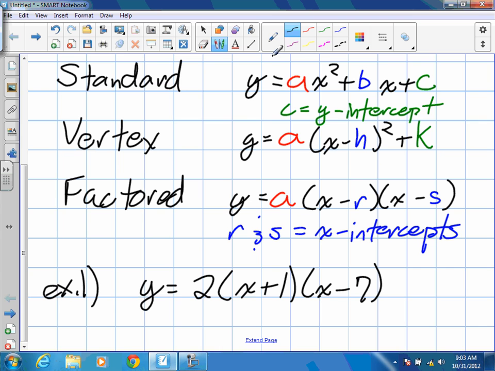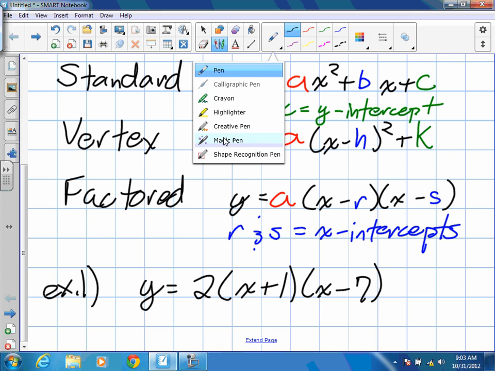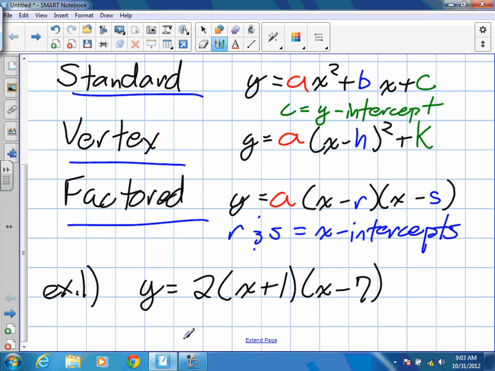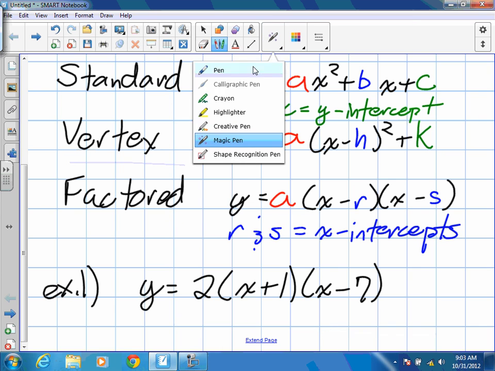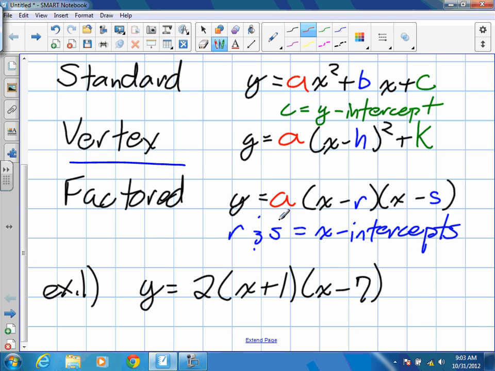So, first thing I need you to recognize, what form are we in? Are we in standard form, vertex form, or factored form for this equation? Factored. Okay, very important that you can recognize which of the forms we're in. Okay, we're in factored form. What would be considered my A? 2. That's right. And what are the R and S? Okay, and they're also the numbers positive 1 and negative 7.